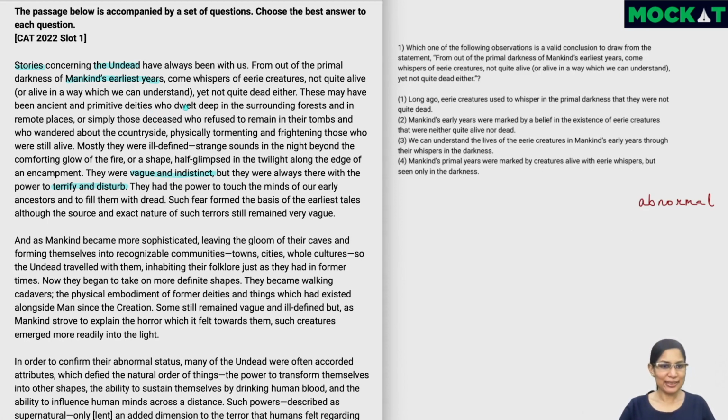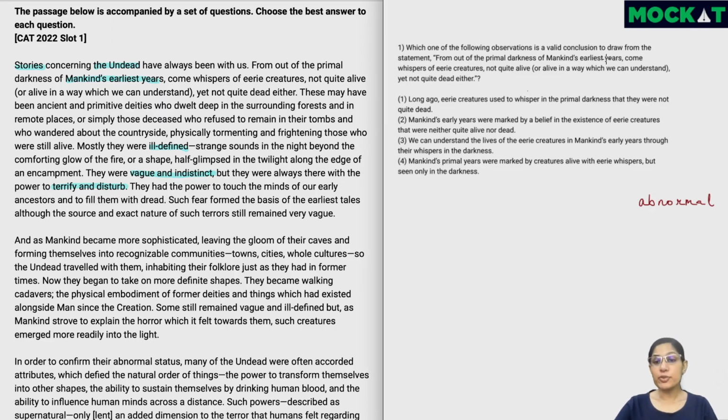They could have been deities. They could have been simply humans who refused to die. They were ill-defined. They were vague. But at the same time, they also terrified our ancestors. So now we've understood how the early undead were. Let's look at this sentence and let's look to solve this question.